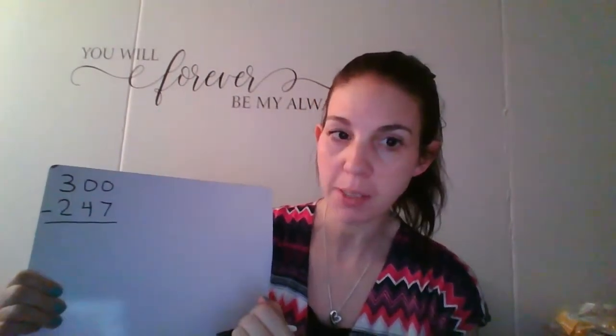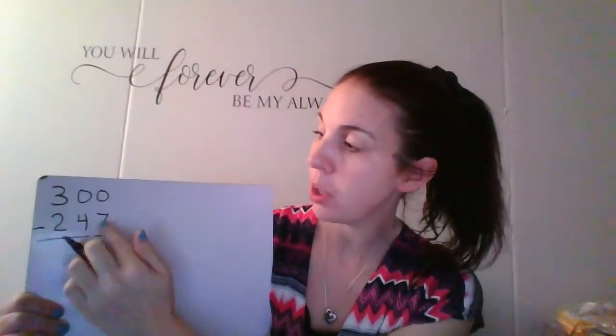So one way, we've talked about it before, it's called the arrow way. And the way you do the arrow way is you start at the bottom number, the small number, and you add up, you count up.